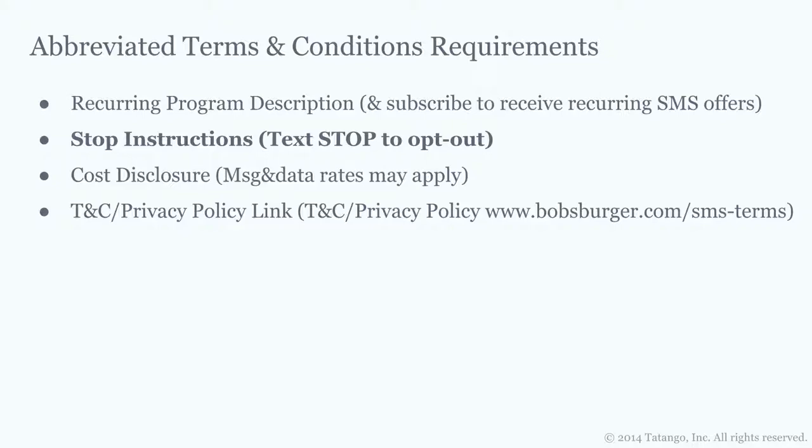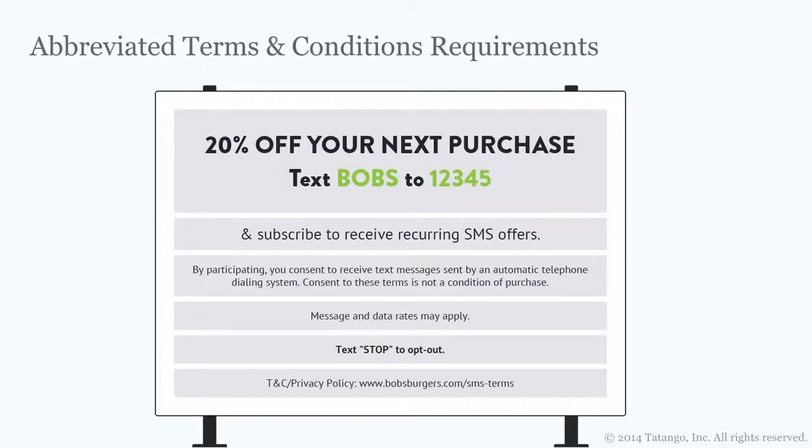Pretty simple. That's all that needs to be on that billboard or television ad or in store, whatever it is, wherever you're advertising your campaign, this stuff needs to be there. This is what it looks like. It's pretty simple, actually. And again, we made everything look really big, but feel free to make the abbreviated terms and conditions much smaller if you need to put it on a billboard.